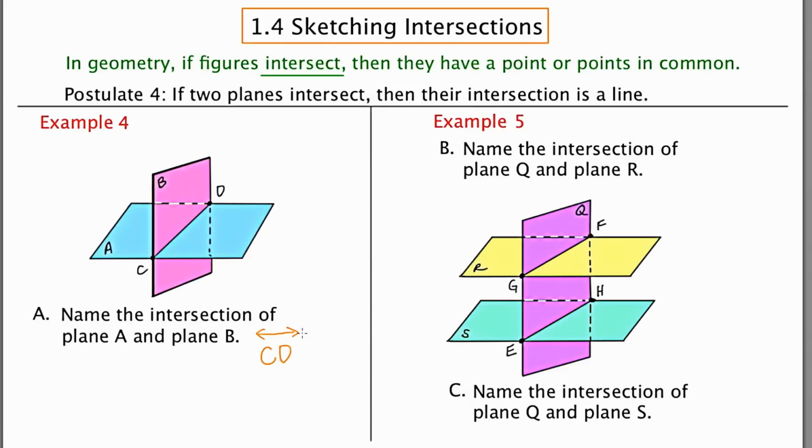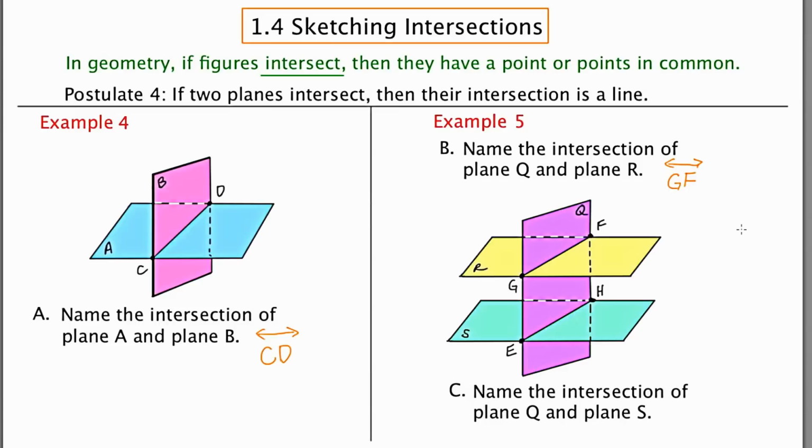Let's look at letter B. Name the intersection of plane Q and plane R. So we're focusing on the purple plane and the yellow plane. Two planes intersect at a line. At which line do they intersect? If you said line GF, then you'd be correct. Don't forget your mini line symbol above. Notation is very important.